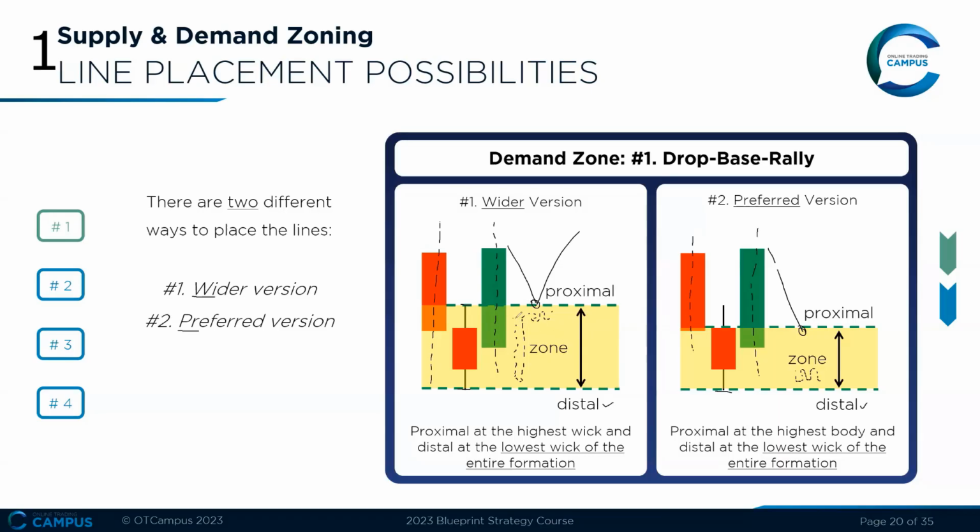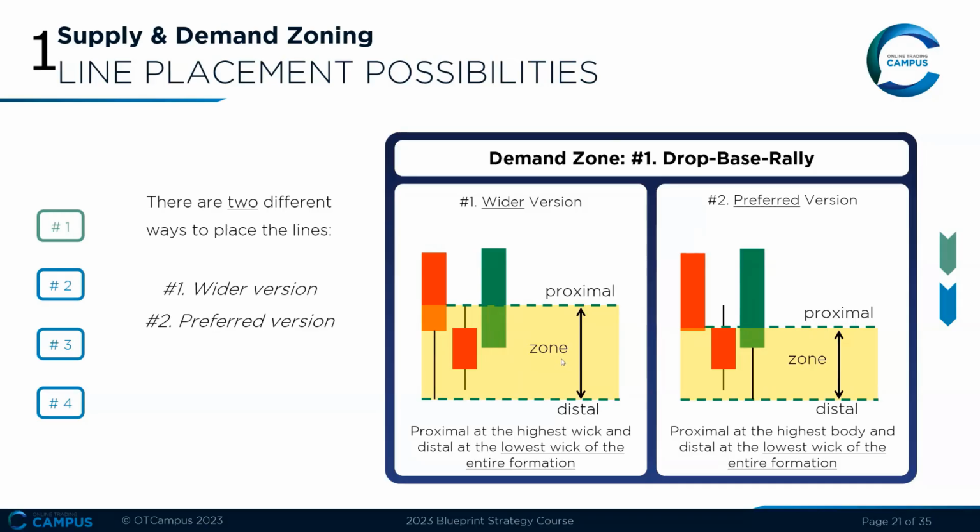What you need to understand for now is not when we apply which one, but that yes, it makes sense. We can either take the entire base, right? Or we take a smaller part of the base. How we put some rules around that is, well, we take the highest wick of all the basing candles, or we take the highest body of all the basing candles when it comes to the drop-base-rally.